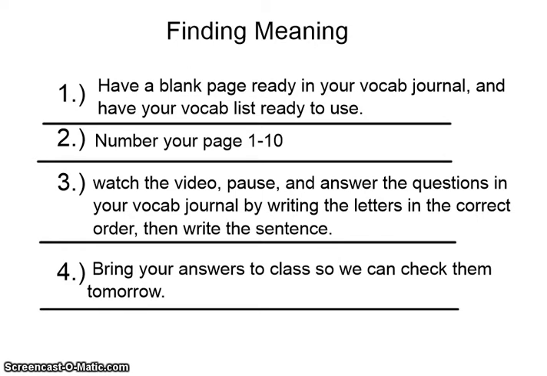Number one, have a blank page ready in your vocab journal and have your vocab list ready to use. Number two, number that page from 1 to 10. 3, watch the video, pause, and answer the questions in your vocab journal by writing the letters in the correct order, then write the complete sentence. It's really important that you write not only the letter or the letters in the correct order, but also the entire sentence. Part 4, bring your answers to class so that we can check them tomorrow.